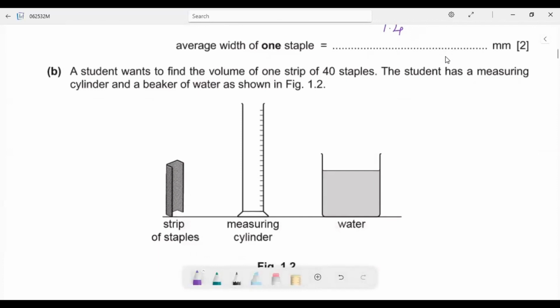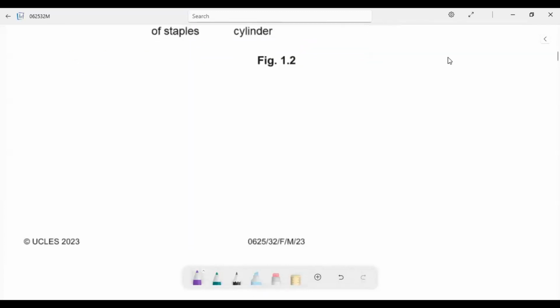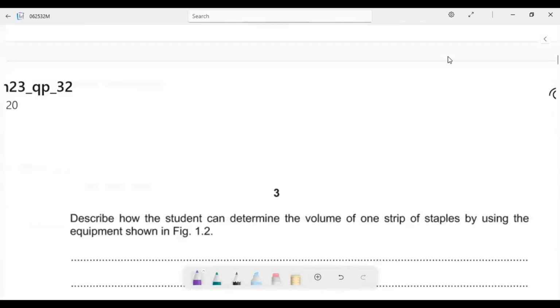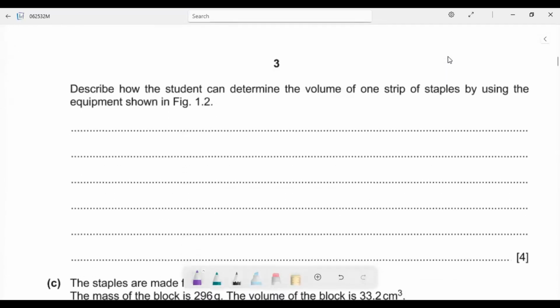Next, a student wants to find the volume of one strip of 40 staples. The student has a measuring cylinder and a beaker of water. So a measuring cylinder is there, a beaker of water is there. We need to find the volume of one strip, that is of 40 staples. So how can we do that? Describe how the student can determine the volume of one strip of staples by using the equipment.